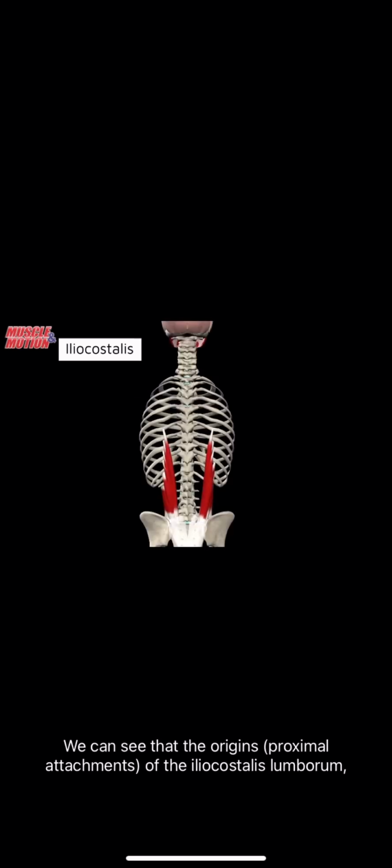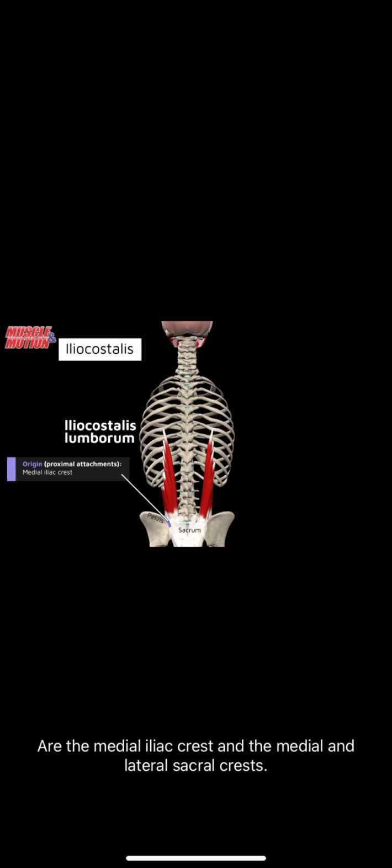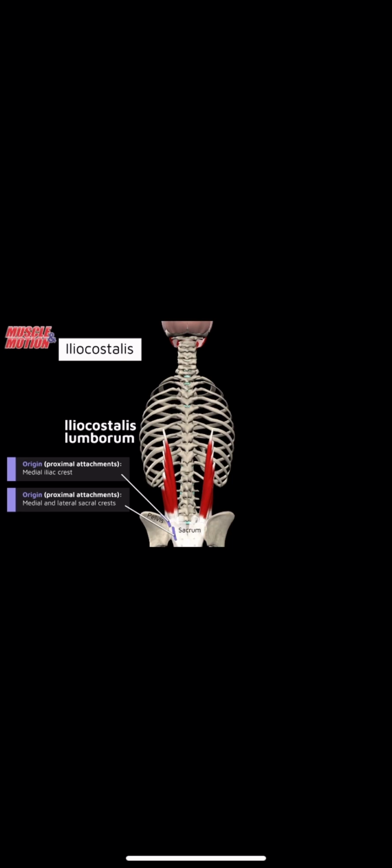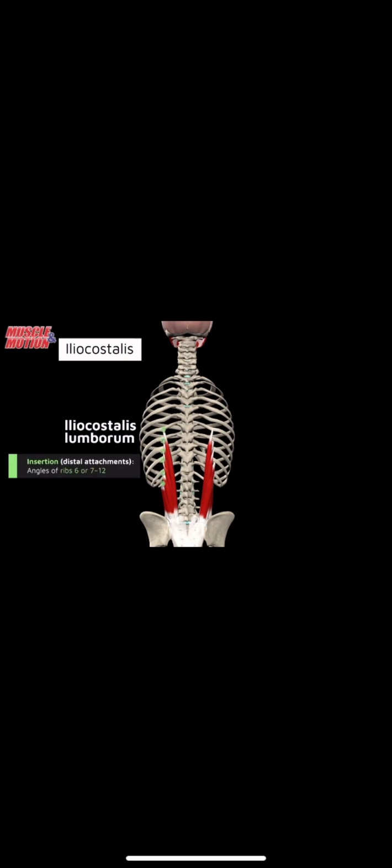We can see that the origins, proximal attachments of the iliocostalis lumborum are the medial iliac crest and the medial and lateral sacral crests. The insertions of the iliocostalis lumborum, distal attachments, are the angles of ribs 6 or 7 to 12.